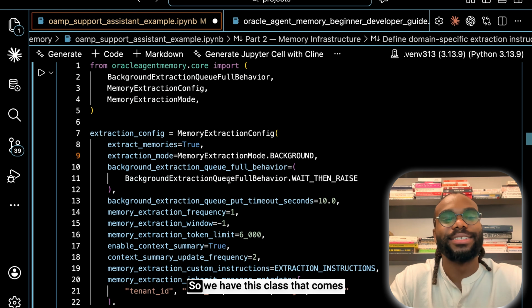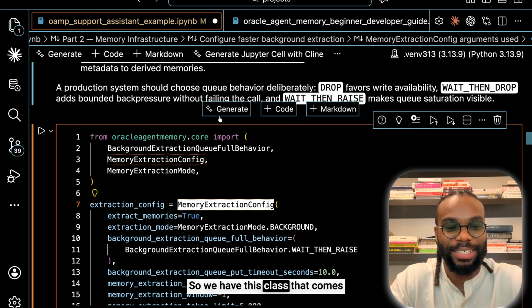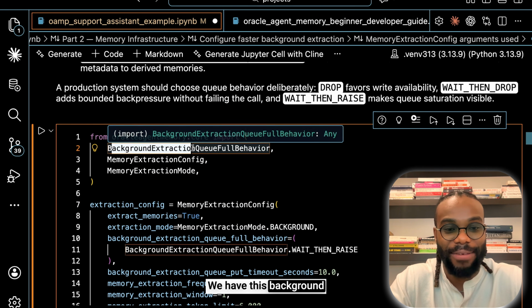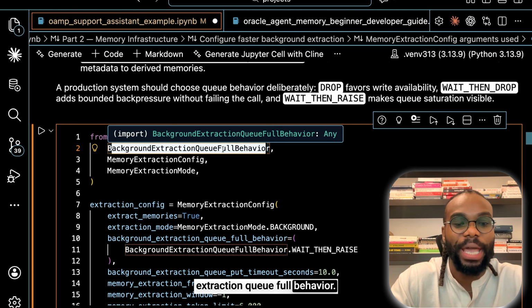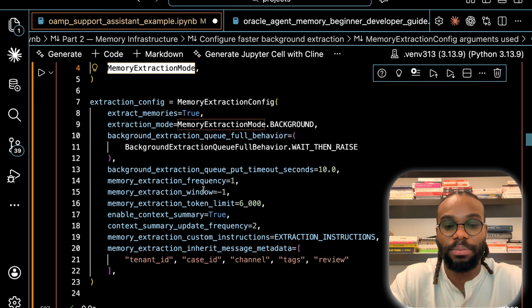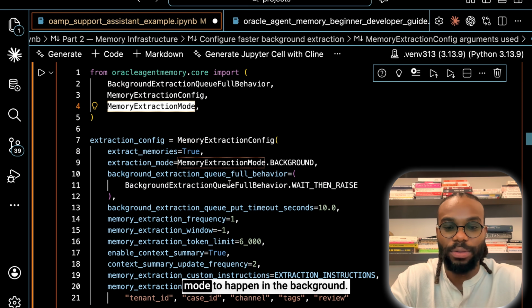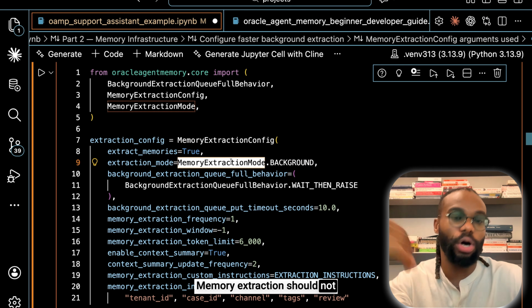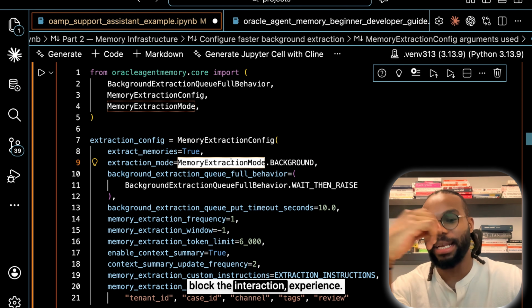It's really good. So we have this class that comes from the Oracle Agent Memory Core. We have this background extraction behavior. We have the memory extraction configuration and the memory extraction mode. We want the memory extraction mode to happen in the background. What does that mean? Memory extraction should not block the interaction experience.